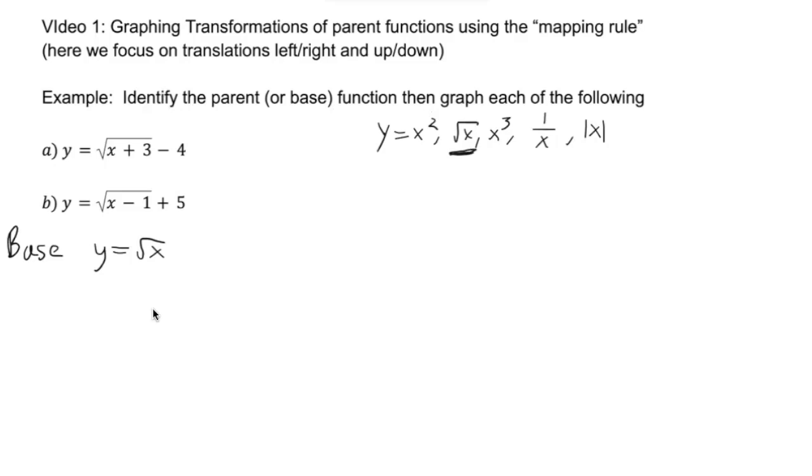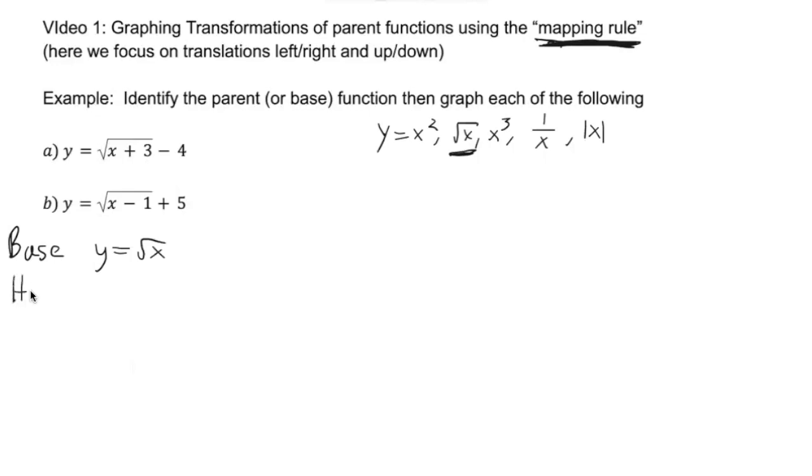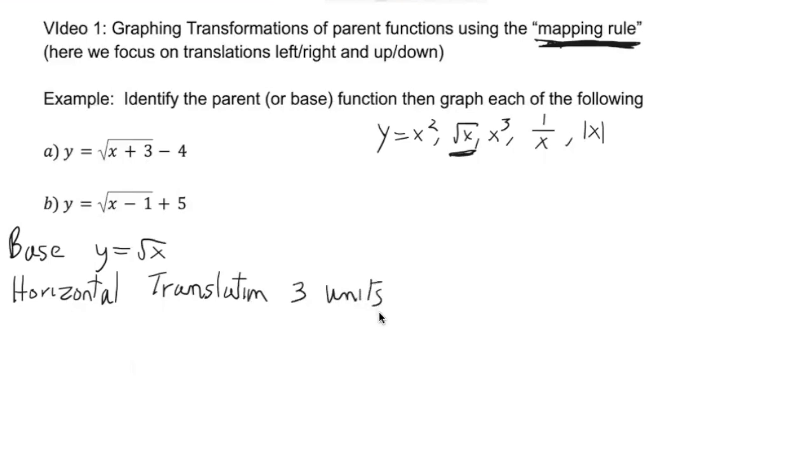And I'm going to do these using the mapping rule. For those of you whose teacher uses the mapping rule, this is what we're going to do. The first one, part A, I have y equals, and there's a plus 3 inside of the root. So that plus 3 is a horizontal translation 3 units to the left. It's inside of the function.